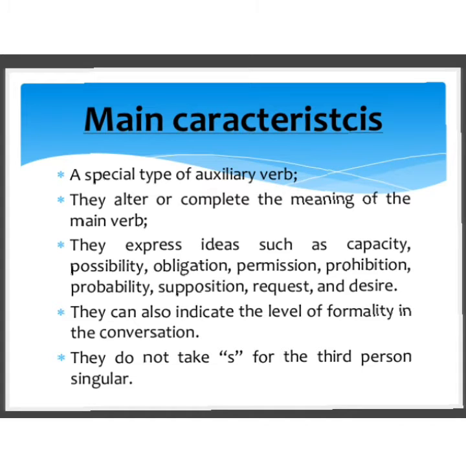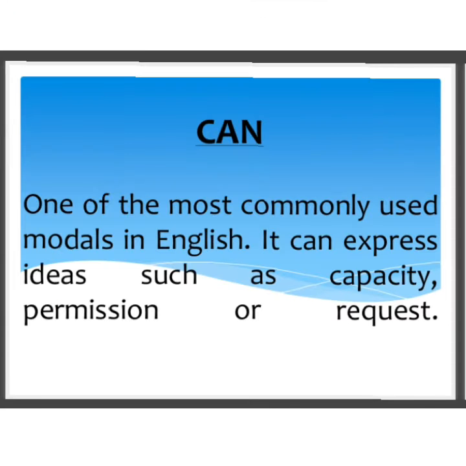A special type of auxiliary verbs. They alter or complete the meaning of the main verb. They express ideas such as capacity, possibility, obligation, permission, prohibition, probability, supposition, request, and desire. They can also indicate the level of formality in the conversation. They do not take s or es for the third person singular.